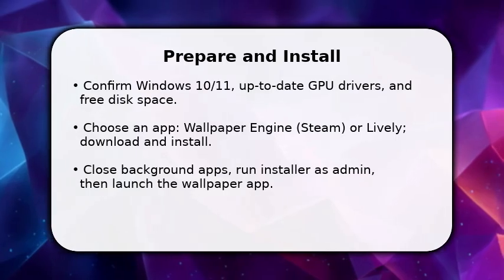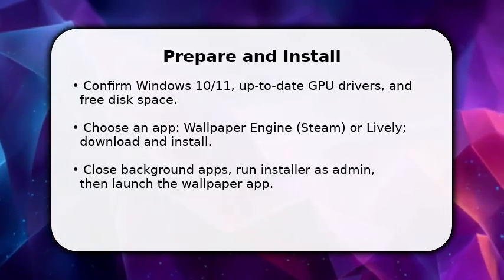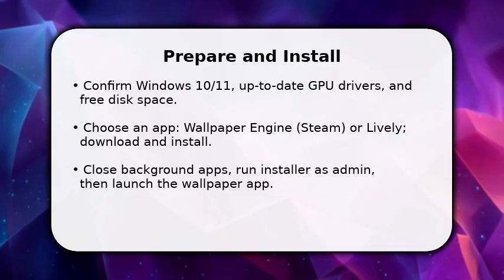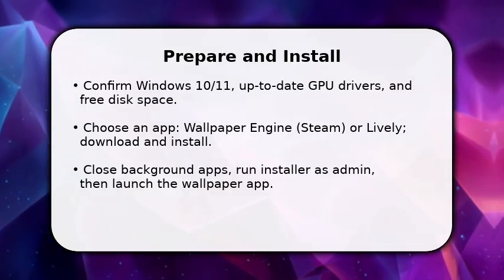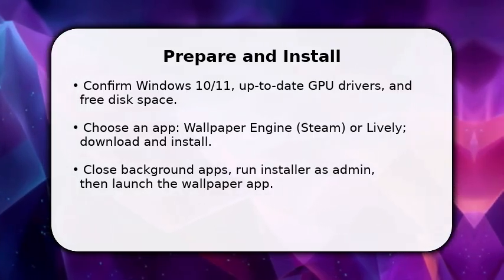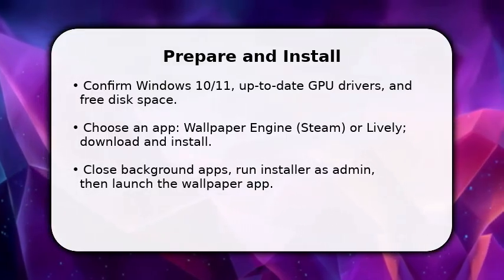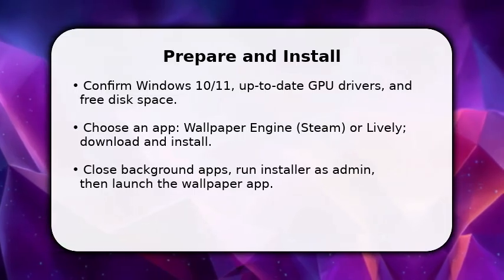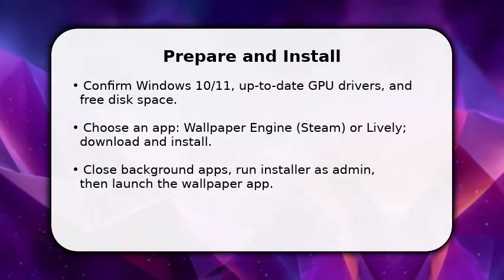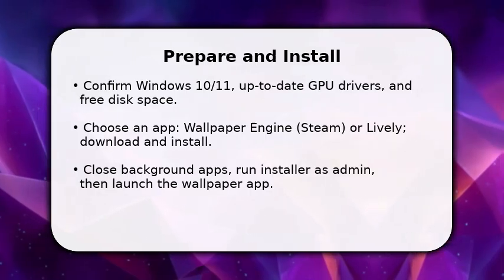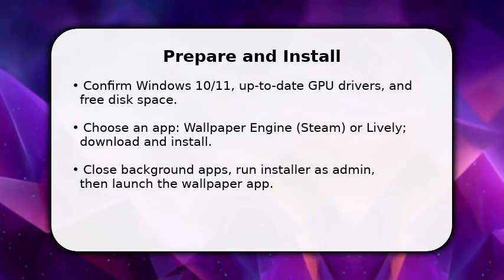Enjoy the video. You need a ready PC and a chosen app. Start now. First, make sure Windows 10 or 11 is updated and your GPU drivers are current so playback is smooth. Then install Wallpaper Engine from Steam or the free Lively app. Run the installer as administrator to allow system hooks. Once installed, launch the app and grant permission to set desktop wallpaper.